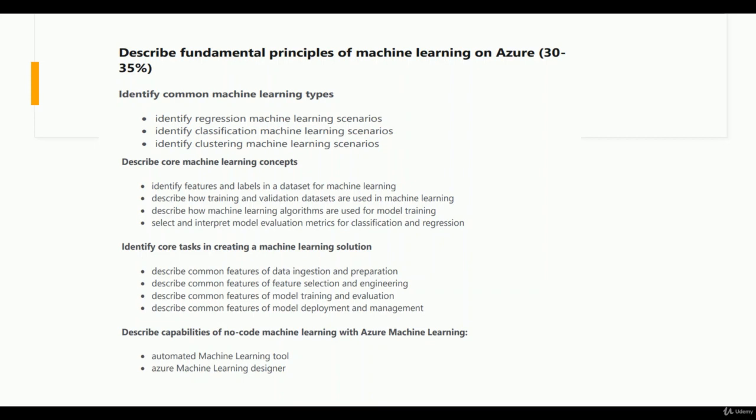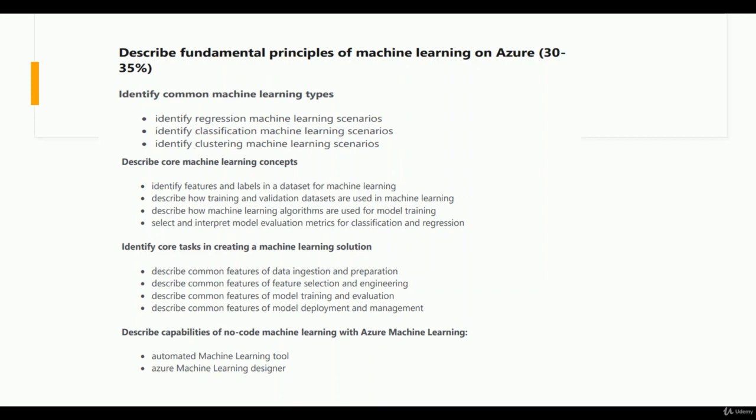This is the snippet I have taken from the Microsoft AI-900 official documentation, and this is what we're going to discuss in this demo. First, we're going to identify the common machine learning types. There are a lot of scenarios which we're going to discuss: regression, classification, and clustering machine learning scenarios. We're also going to have the demos.